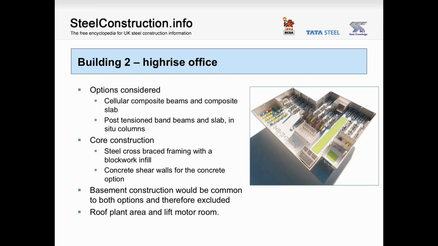For steel, it was a cellular composite beam solution with a composite slab. For concrete, it was a post-tension band beam and slab with in-situ columns. Core construction was again braced frame for the steelwork option and a concrete shear wall for the concrete option. Any basement construction would be common for both options and therefore was excluded from the study.